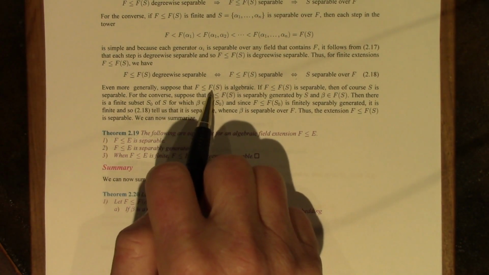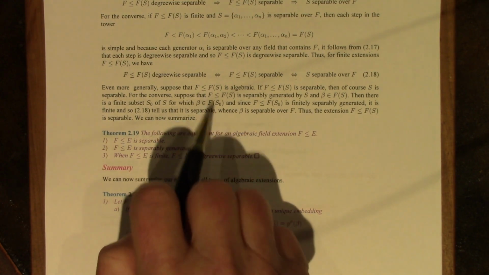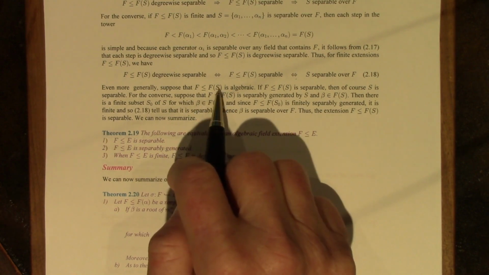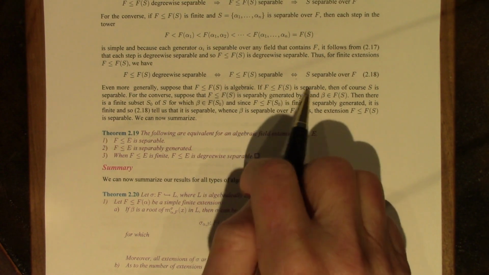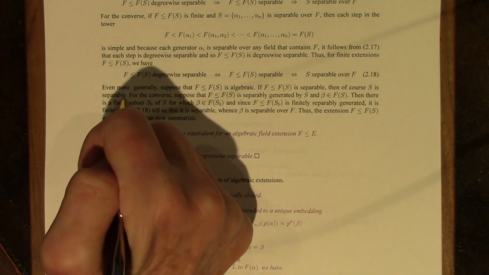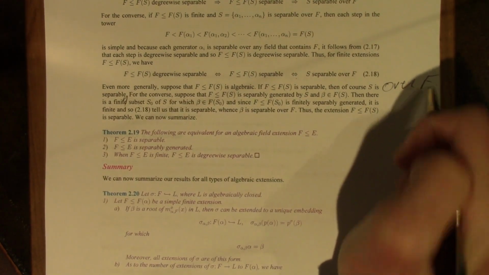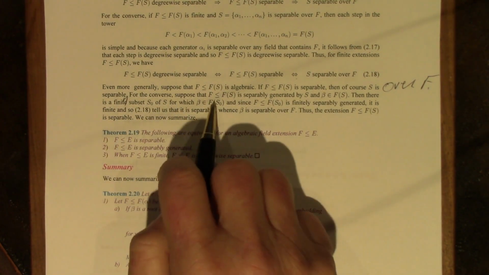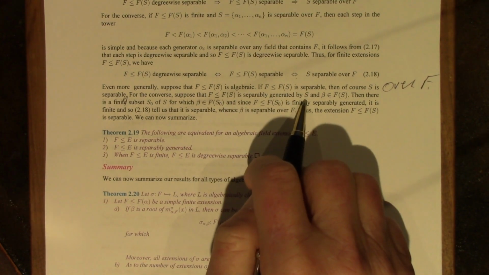There's still one more step here. We can go one higher in generalization. Suppose that F(S) over F is algebraic. We're not assuming it's finite. Any algebraic extension has this form. If this extension is separable, then of course S is separable again over F. Okay. For the converse, suppose that F(S) over F is separably generated by S.